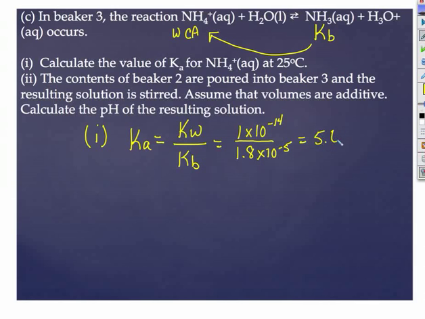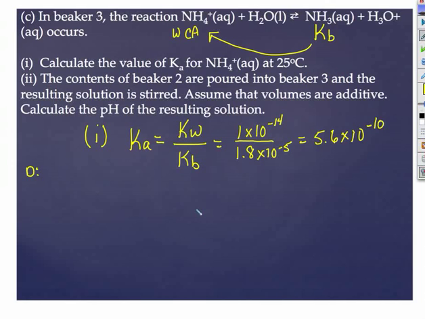And that is equal to 5.6 times 10 to the minus 10. Okay. Now we're adding volume to volume. This is going to be a little trickier. So we're adding beaker 2 to beaker 3. So we have a dilution this time. And we have to address that dilution before we can get to a pH.